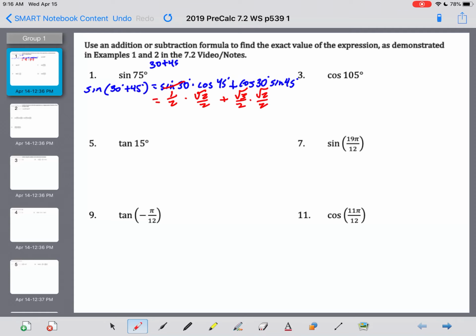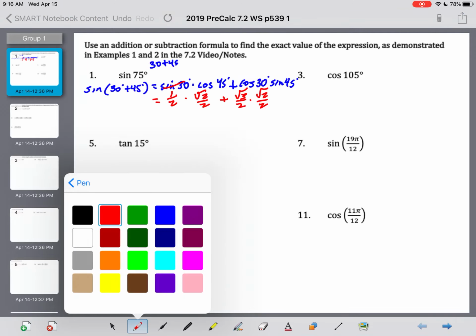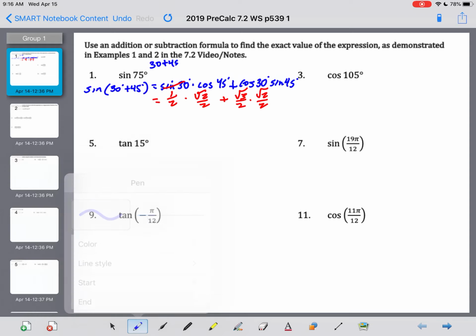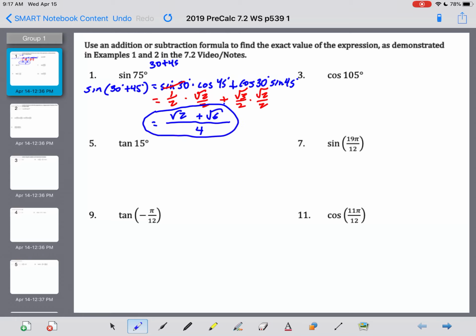So when I go ahead and add these up now, I know that overall I'm going to get a common denominator of 4. I'm going to have a plus in between from that. And so I'm going to get root 2, and root 3 times root 2 is root 6. Remember our radical rules there. So there is our first answer there.